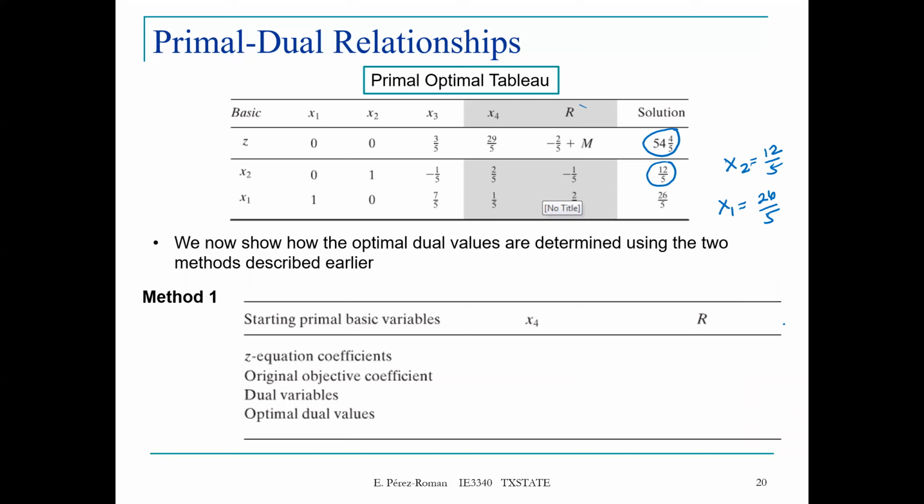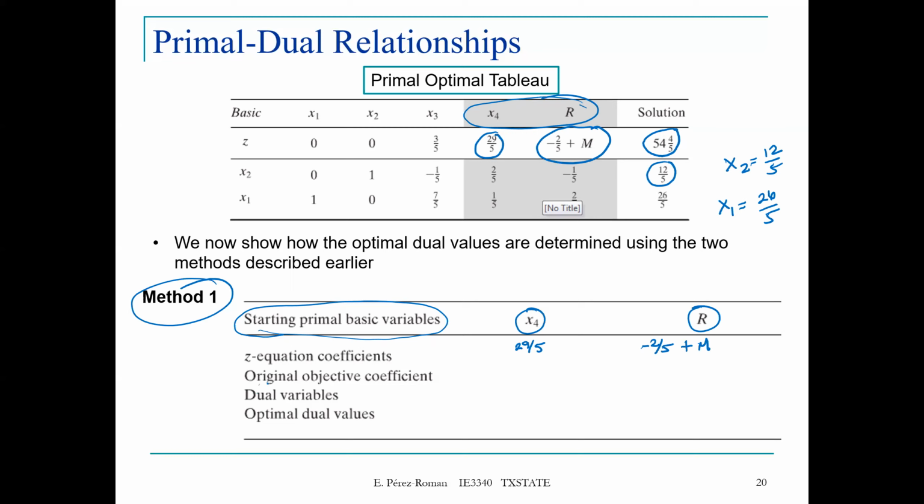So let's do that. So we are going to use the starting primal basic variables for method 1. The starting primal basic variables were x4 and r. So those are the ones that we are using here. And we're going to take the z equation coefficients from the optimal tableau. So in this case, it's 29 over 5. And in this case, it's going to be minus 2 over 5 plus M.